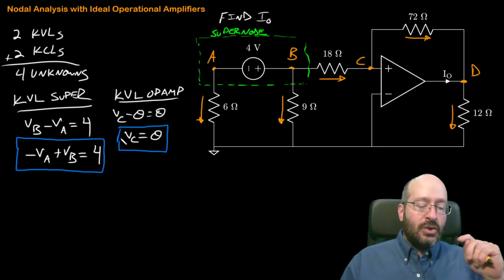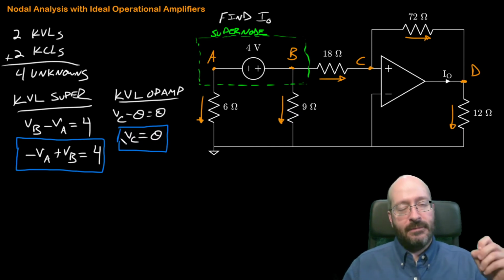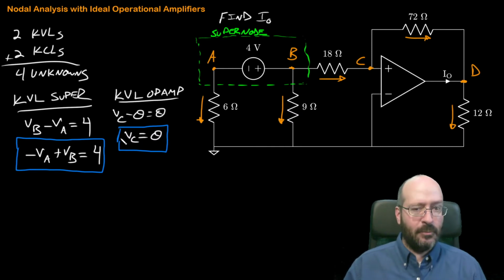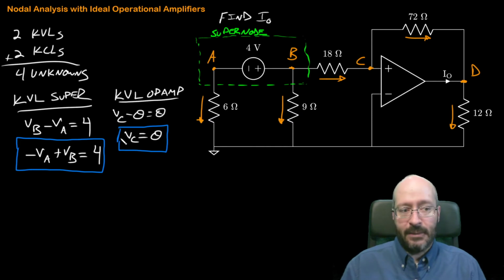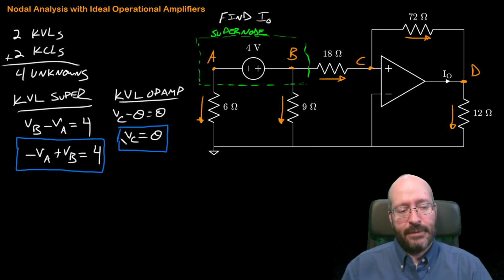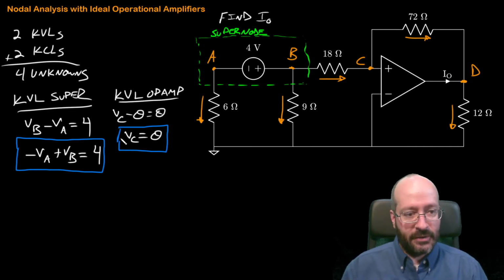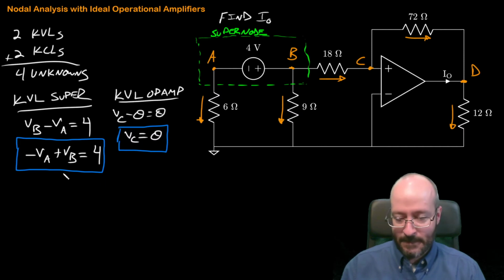Okay, 2 KCLs. I can't write it for anything attached to the voltage supply, but I can write it for the supernode, and that's one of the ones that I'm going to have to do. I can't write it for the node attached to the output of the op amp yet because I have too many unknowns. I don't want to introduce another unknown, so I'm going to write it for C. Okay, so we're going to have to write one for the supernode and one for C.